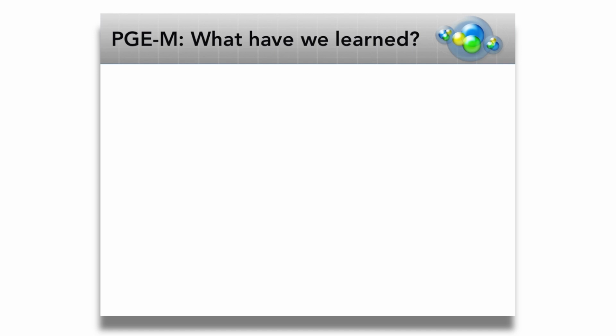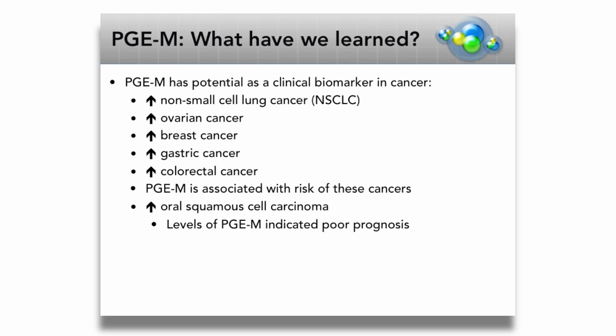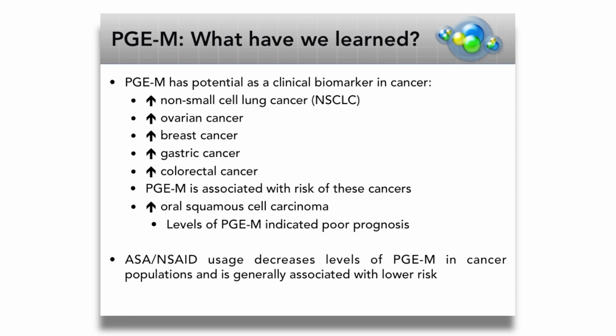One of the situations in which PGEM has the most promise as a clinical biomarker is in cancer. PGEM has been shown to be elevated in numerous different cancers shown here, and is also thought to be elevated with risk of development of these cancers. In oral squamous cell carcinoma, levels of PGEM have indicated poor prognosis. And importantly, aspirin and nonsteroidal anti-inflammatory usage decreases levels of PGEM in cancer populations and is generally associated with a lower risk of development of these diseases.